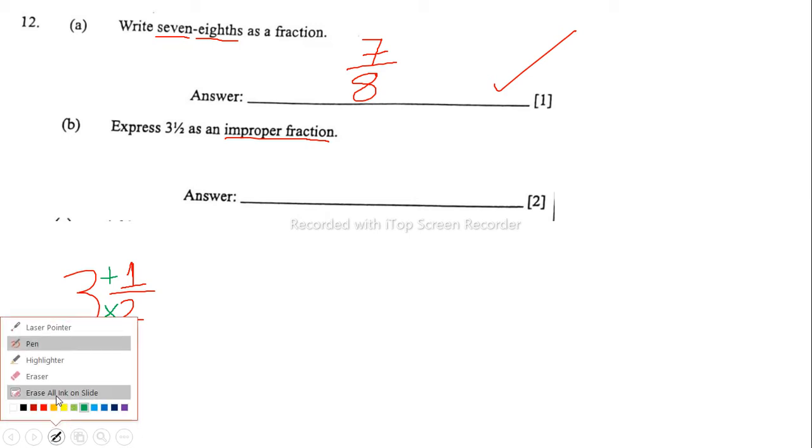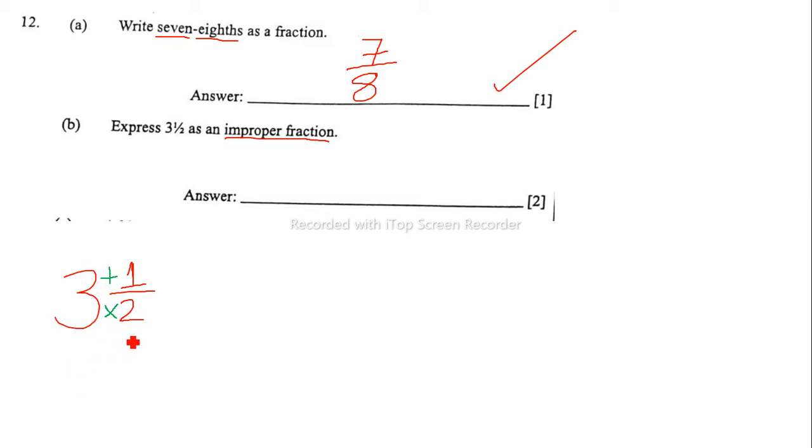So we say 3 times 2, which is what? 6. Plus 1 is what? 7. What is 6 plus 1? 7. All right, and so this becomes 7. We keep the denominator, so 7 over 2. So 3 and 1 over 2 is equal to 7 over 2.